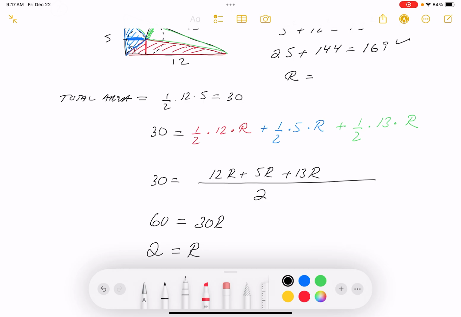Let me go back and read the question again, see if I've answered it. It says, what's the radius of the inscribed circle? The radius is 2. And we're done. Thank you.